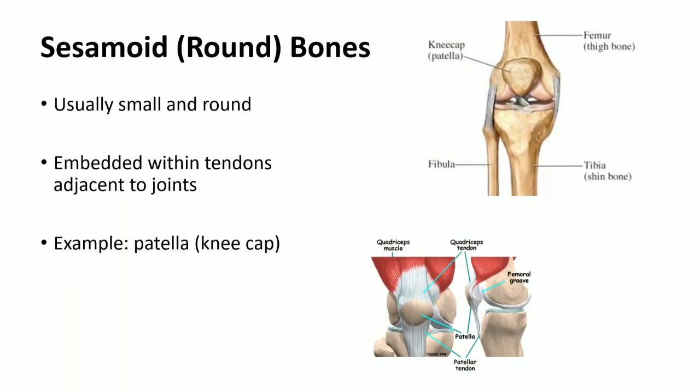The last one is sesamoid or round bones. They are usually small and round in structure. They are embedded within tendons adjacent to the joints. And the best example of this sesamoid bone is the kneecap, or you can say patella.